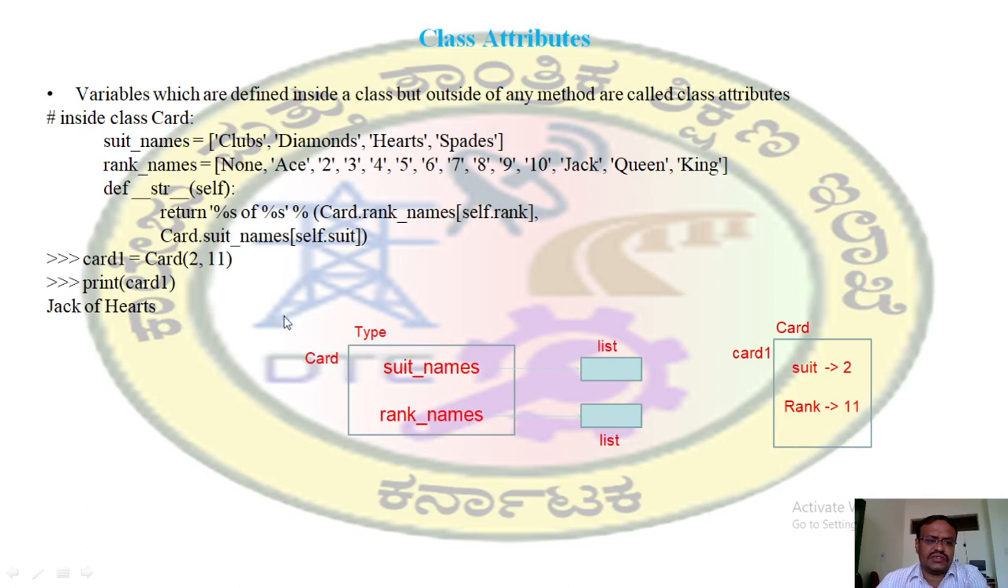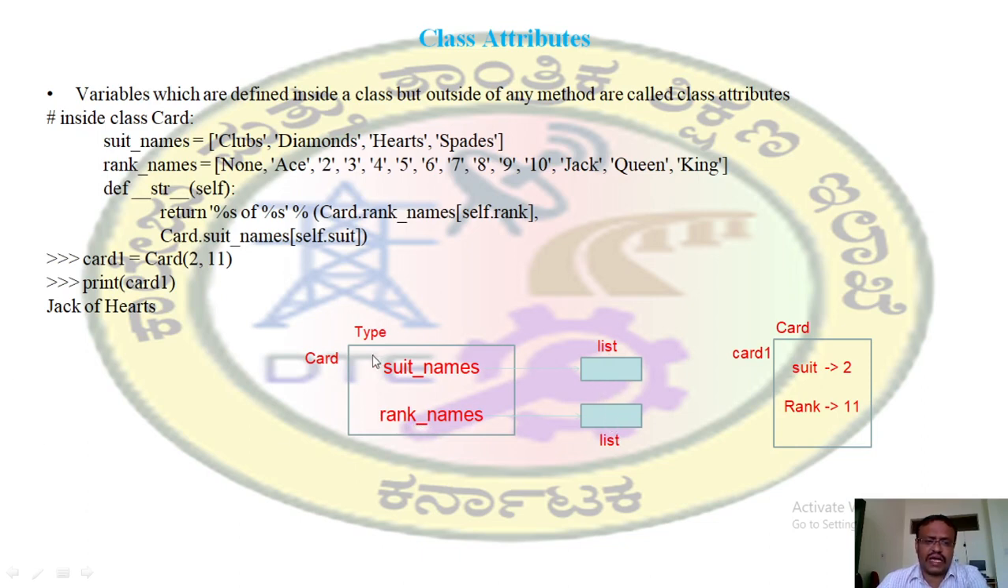So okay, this is the diagrammatic representation of things. Card is the type here, or Card is a class name, right? And the type has suit names and rank names, and you have two lists here, that is suit names and rank names.